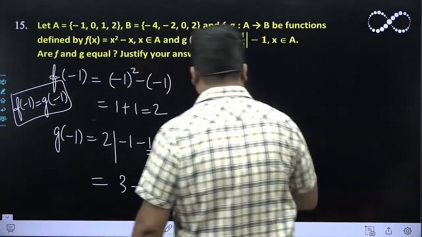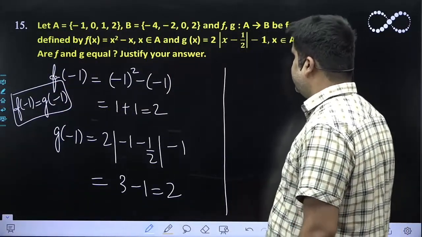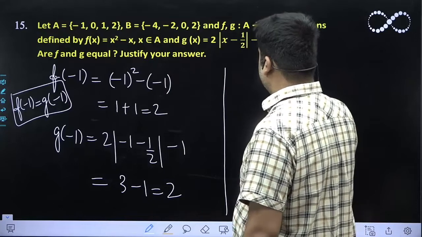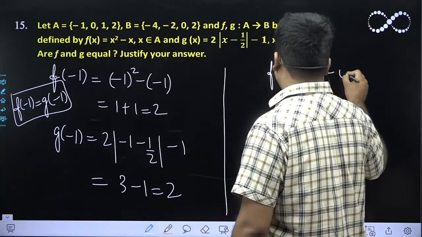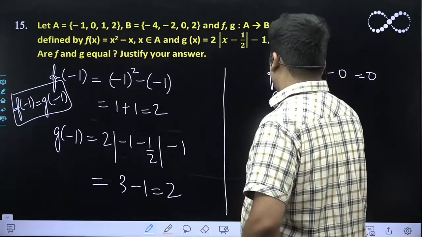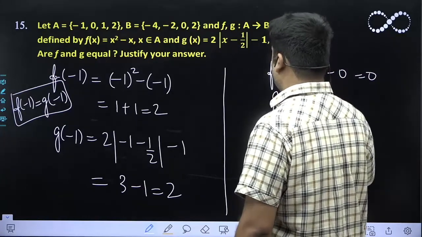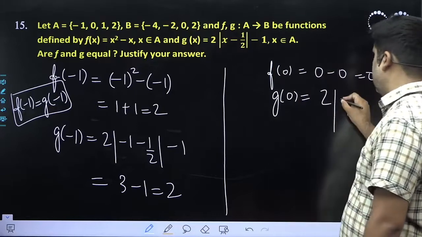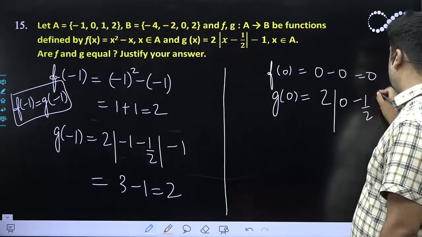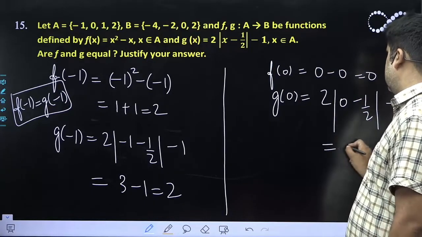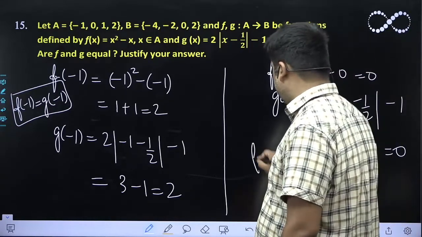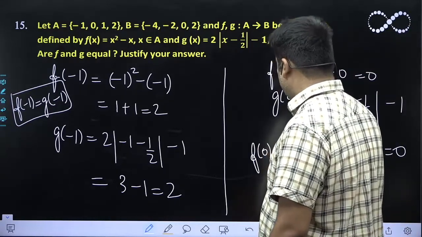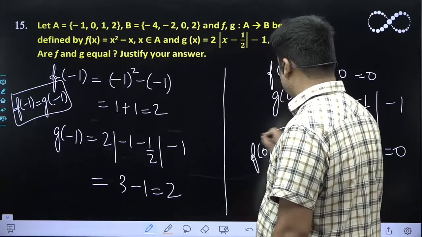So this is the first condition you're getting. Now let's check for f of 0 and g of 0. So what is f of 0? This is 0 square minus 0, 0. What is g of 0? This is 2 times 0 minus half, minus 1. So 1 minus 1 is 0. So therefore f of 0 is equal to g of 0.